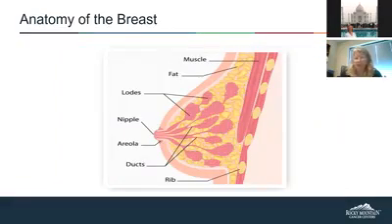If a woman's having a mastectomy, really the main margin that we're looking at now is going to be the posterior margin, meaning the margin that goes right up to the muscle.